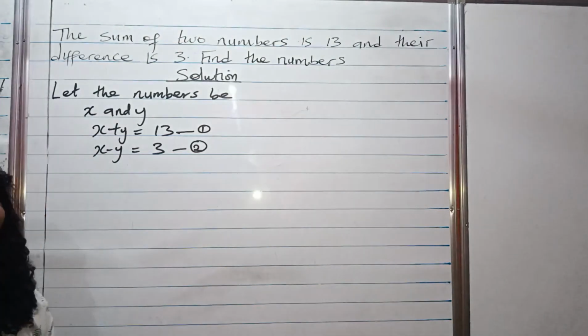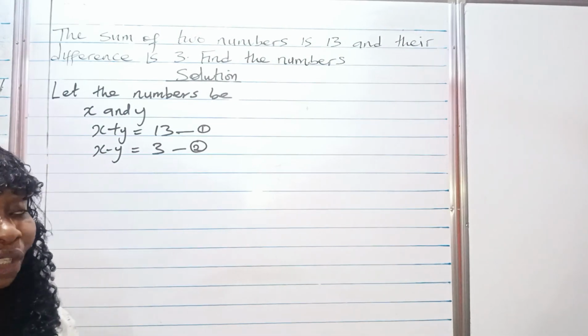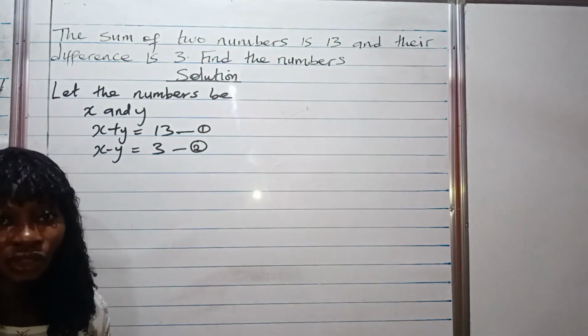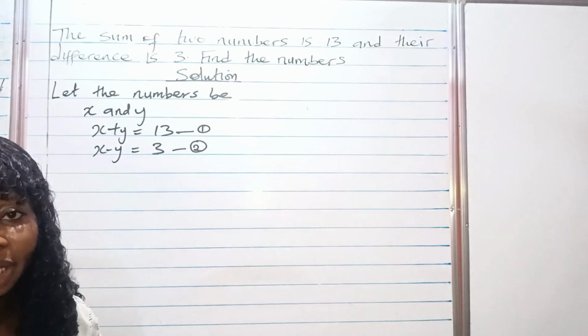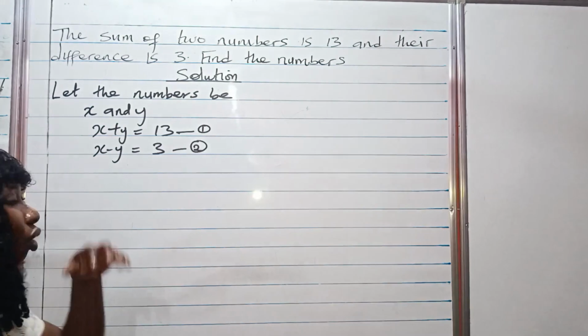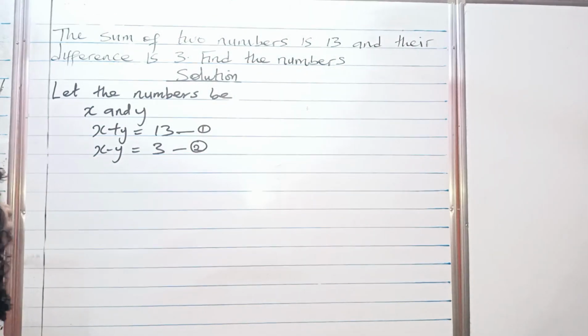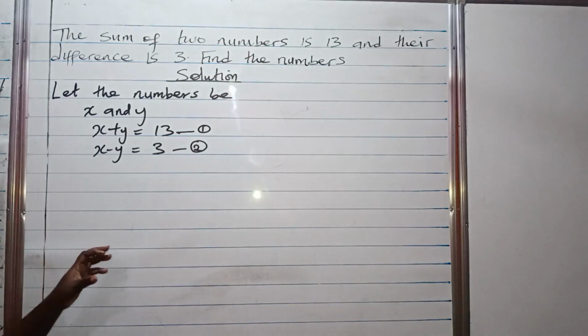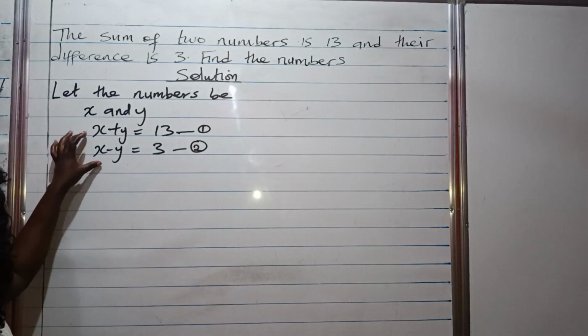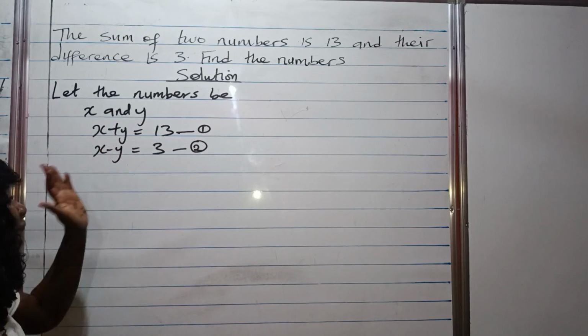Having this simultaneous equation, we can choose any of the methods of solving simultaneous equations to solve it. We can use the elimination method, we can use the substitution method, we can also solve graphically. But in this case, we are going to be using the elimination method. So what do I mean by elimination method? We are going to look for a way of eliminating either X from here or Y from here.